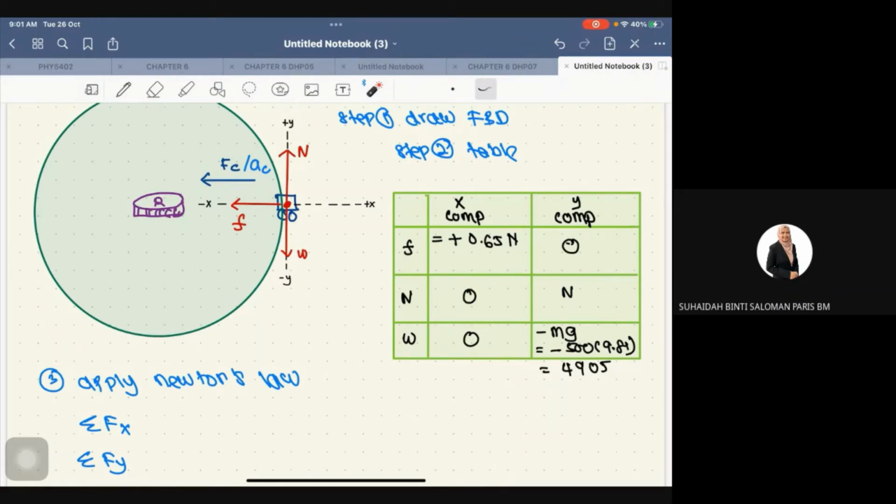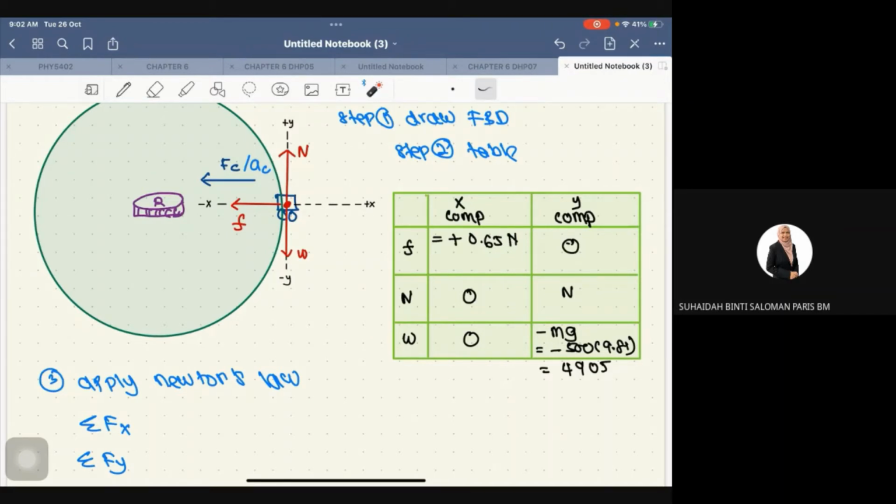Senyap dah. Ataupun lupa. Tadi saya kata kalau ada masalah yang chapter 4, yang ada masalah untuk chapter yang akan datang. Okay, summation Fy nak apply Newton first law ataupun second law. Saya bagi hint. Okay, the object move in circular motion, dia hanya bergerak secara horizontal.